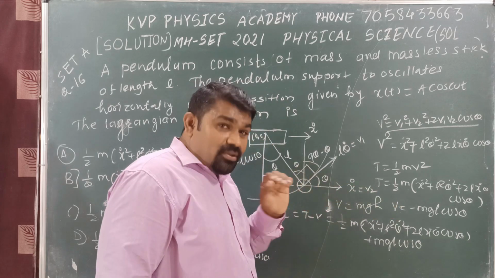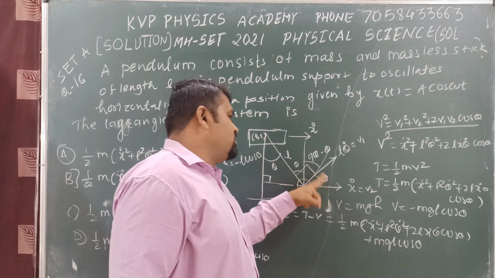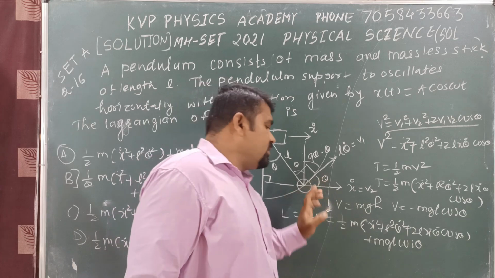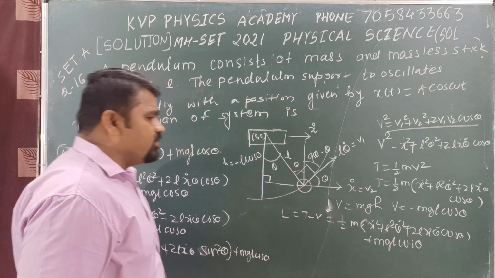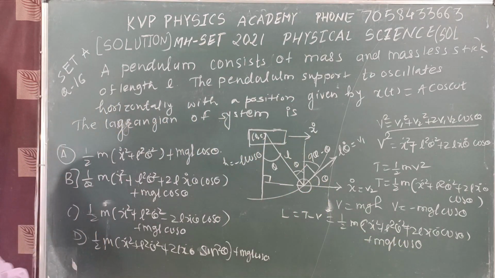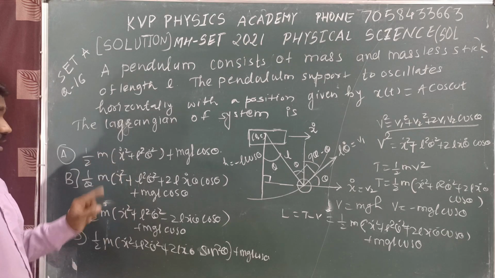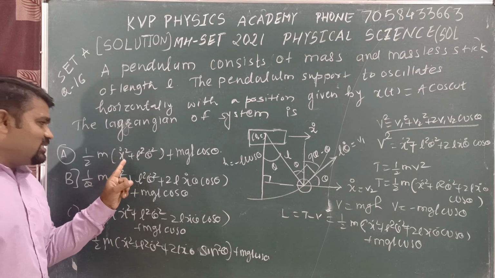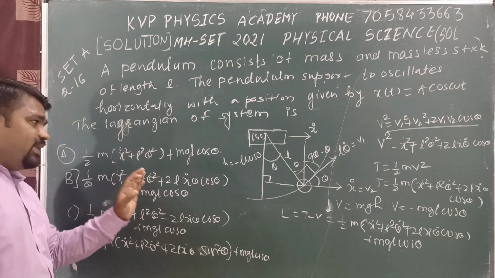What is the angle here? This is a very important theta. How to adjust this one? Construct this. We get this is equal to theta. And what is the Lagrangian for this case? Which one? The following option is correct. Here is 1 by 2 m x dot square plus L square theta dot square plus mgl cos theta.